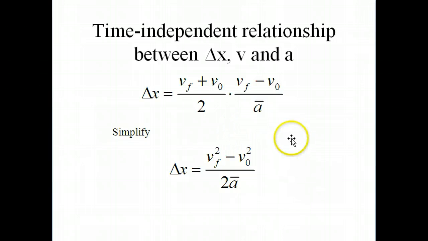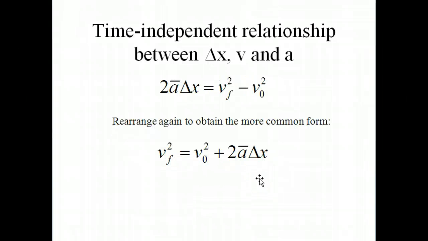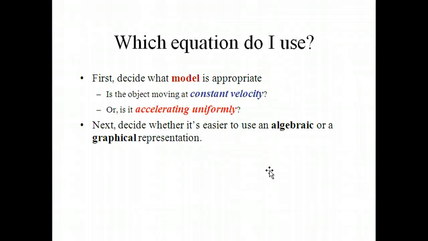In the final slide, or near the final slide as far as the derivation goes, we rearrange things so that we multiply both sides by the denominator. We get 2a times delta x equals final velocity squared minus initial velocity squared. Now in the next slide, we're going to solve it finally for final velocity squared. We add the initial velocity squared to both sides and end up with the final velocity squared equals the initial velocity squared plus 2 times acceleration times the displacement. Now, which equation do I use and when do I use it?